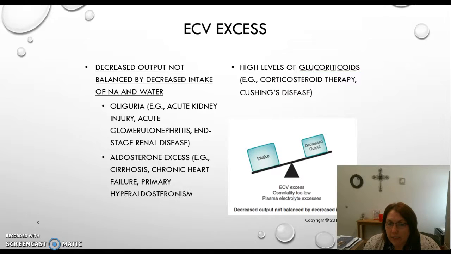Extracellular volume excess can occur because when we have a decreased output, not balanced by a decreased intake of sodium or water. So individuals that maybe they're drinking plenty, okay, but they have acute kidney injury or acute glomerular nephritis, which means they've had lots of kidney infections, or they're in end-stage renal disease, we'll see a diminished output, which means they're going to hold on to things that their body doesn't really need, chemicals and things that can cause harm. Aldosterone excess sometimes can occur, such as with cirrhosis, chronic heart failure, and then primary hyperaldosteronism.